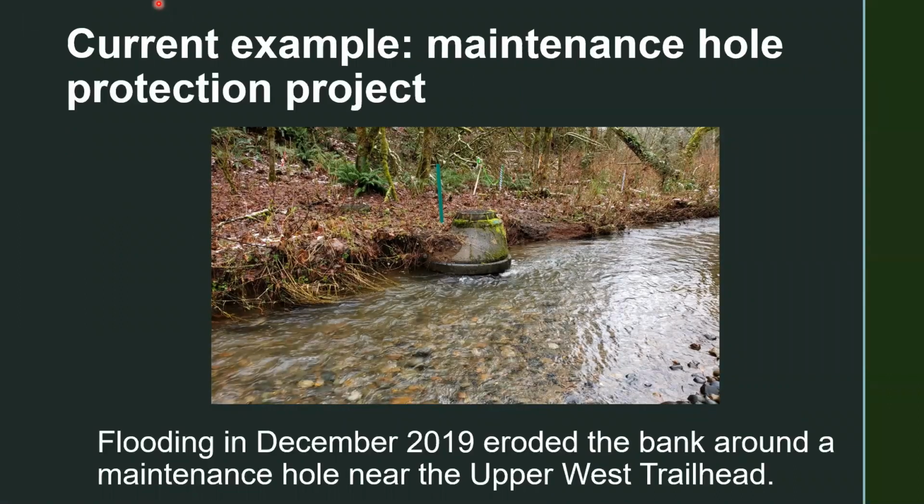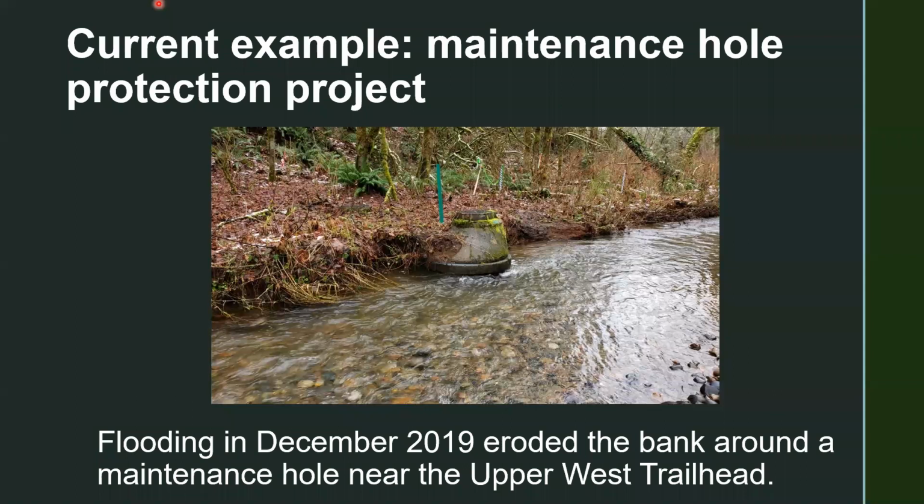We even today have an example of this ongoing problem of the active pipe being at risk from the active creek. In the winter of 2019, there was a major storm around December 20th. When our crews visited the facility on Coal Creek, right near the Upper West Trailhead, just uphill from Forest Drive, they noted that one of our maintenance hole structures, one of these access points for the pipe, was now in the main channel of the stream.